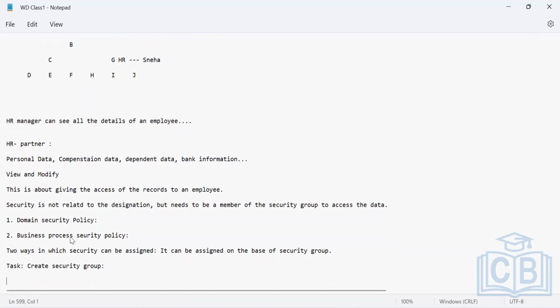Now, when we talk about data security, data security is basically dependent upon functional areas. We will understand what a functional area is later, once we have understood the concept of security groups and other parts. But in a functional area, you will have data related to personal data, compensation data, dependents, bank information. So these are all your functional areas.